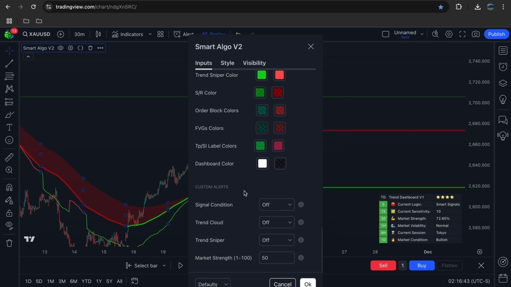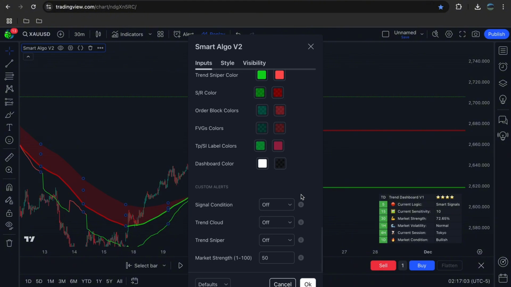And finally, let's take a closer look at the Custom Alerts feature and how these settings truly elevate your trading experience. This is the final feature we'll cover in today's video, and it's one of the most practical tools included in Smart Algo V2. It allows you to set specific alerts for different conditions, ensuring that you never miss important market changes.